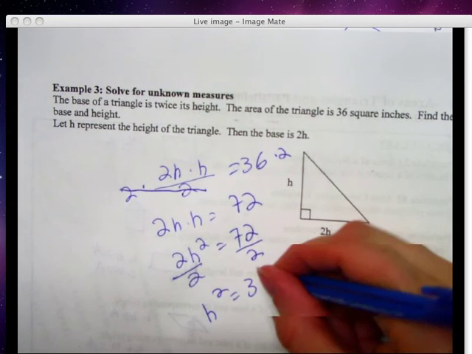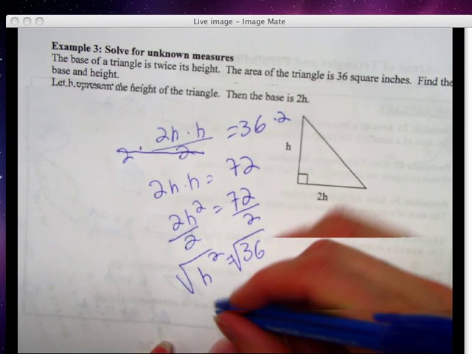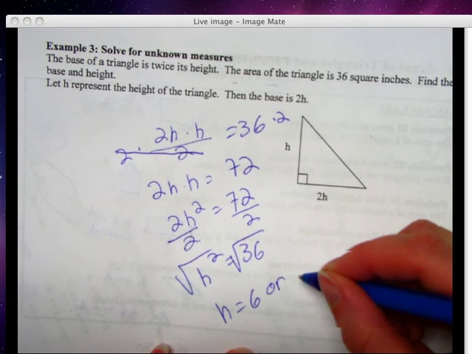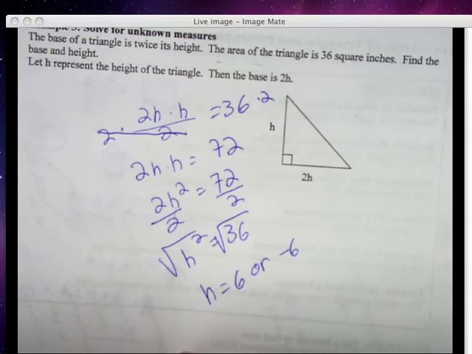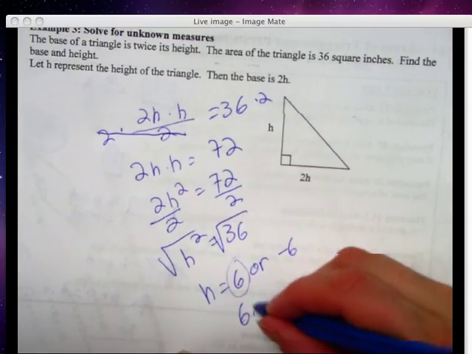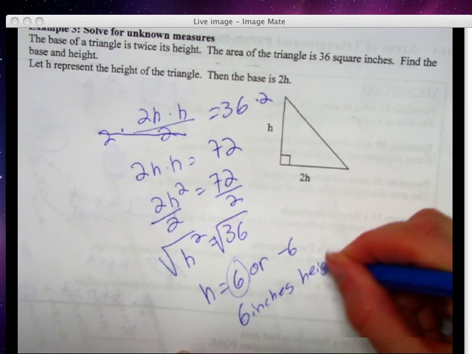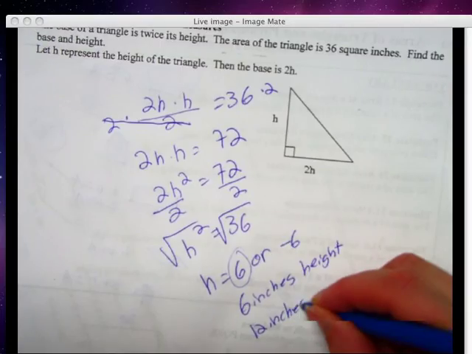How do I get rid of that square? Square root it. So what does h equal? 6. It equals 6, or what else could it equal? Negative 6. But which makes sense? 6. So 6 inches is the height. What's the base then? 12 inches base.